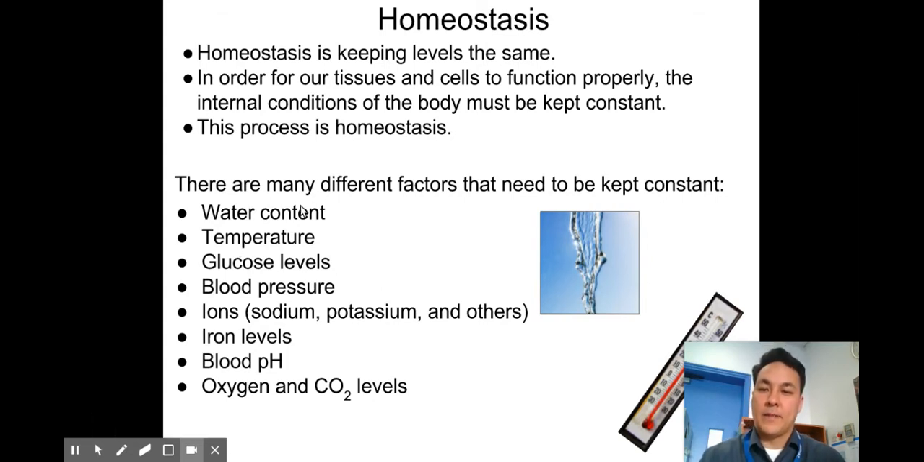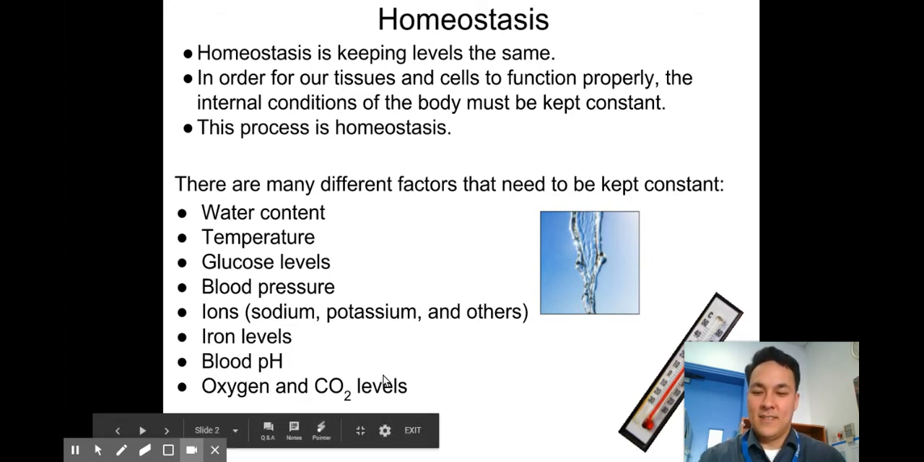Okay, oops, this should have been covered up. So just look at the top of the slide. Homeostasis: keeping levels the same in our body. It's important for our tissues and cells to function. What are some factors that you think need to be kept constant in our body? Now you can check yourself. You can see that water content, temperature, blood glucose, blood pressure, ions, sodium, potassium, and others, iron levels, blood pH, oxygen, and carbon dioxide levels. Those are all really important to keep constant.